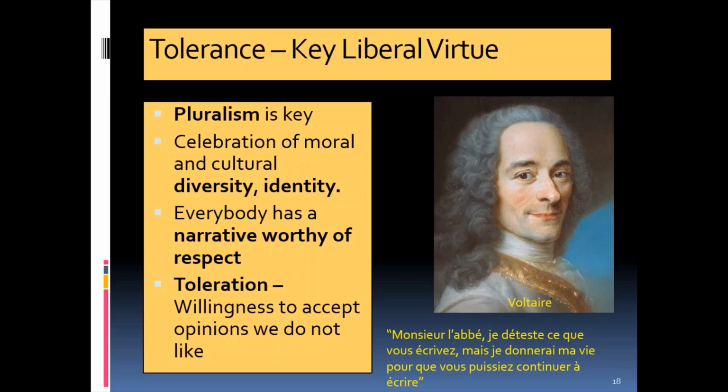So that quote I have there is not from Voltaire. It's often misattributed to Voltaire, but it's usually taken as a neat summary of Voltaire's ideas about the freedom of speech. So Voltaire, the great Enlightenment progressive thinker. So it's "Monsieur l'Abbé, je déteste ce que vous écrivez, mais je donnerai ma vie pour que vous puissiez continuer à écrire."